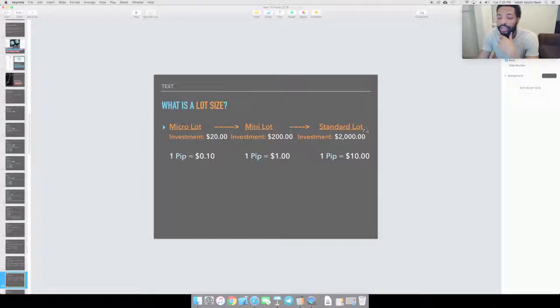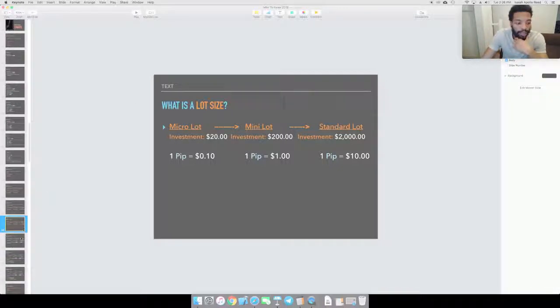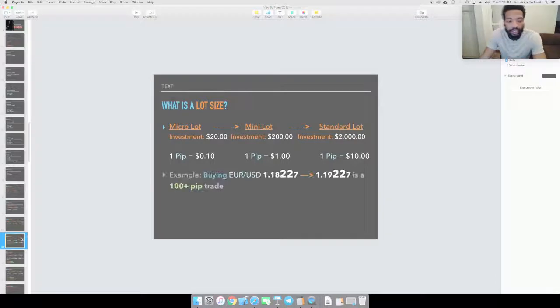Standard lot size is usually where people end up, usually changing their whole financial situation for the good or worse, because it's such a major lot size. There's so much money that you can make in each pip, as you can see here. We'll go into that later. But right now, I want you guys to just know the terminology behind it. So let's give you an example.